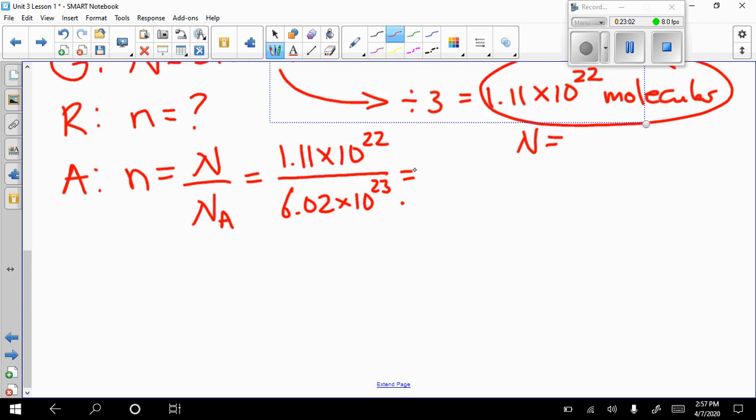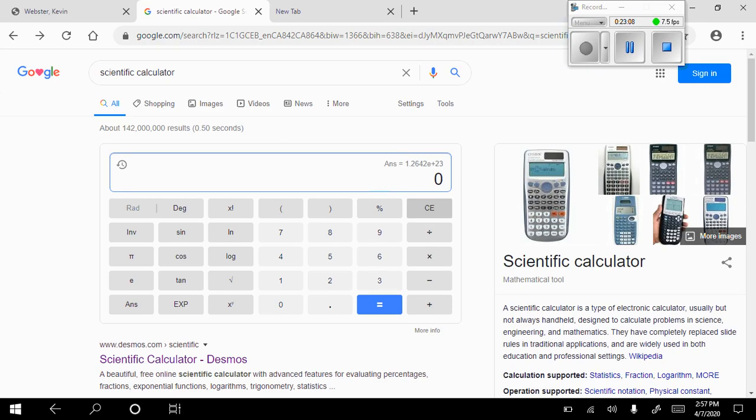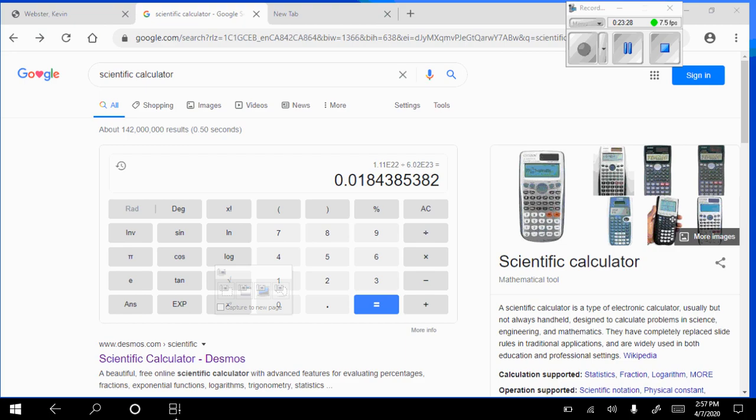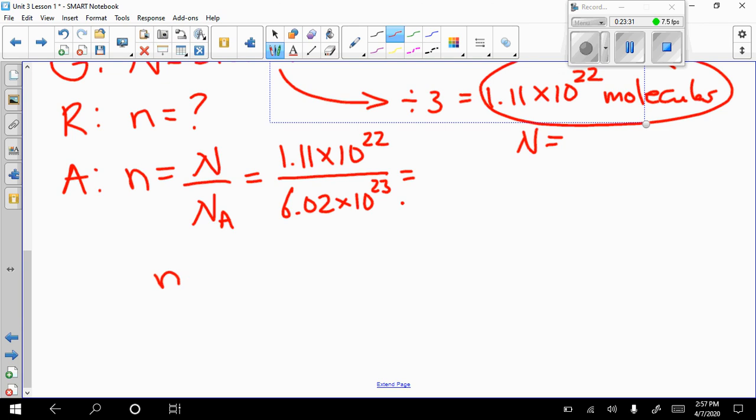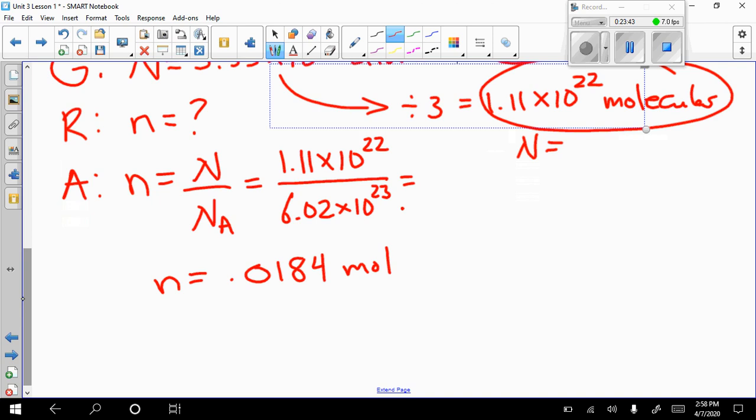And let's go to our online calculator here. Let's try that out. I'll clear, 1.11 times 10 to the 22 divided by 6.02 times 10 to the 23 equals 0.0184. So here we go, n is equal to 0.0184 moles. So the number of moles of cyanic acid is 0.0184.